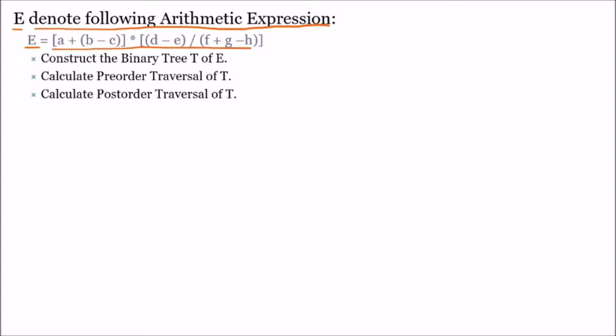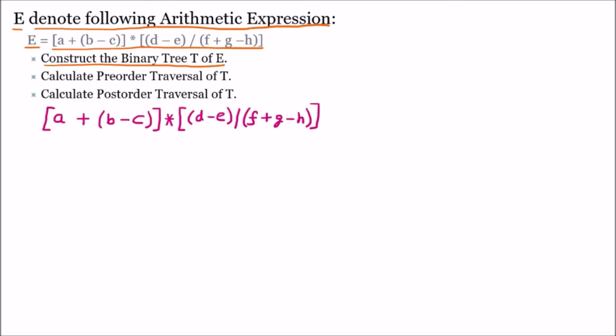Now on the basis of that they are asking a few questions. The first question they are asking is that we have to construct the binary tree T of E. So the first question we have to solve is to construct the binary tree from this E. E is the arithmetic expression. So to solve this, first of all I am taking this expression. Now we have this expression with us.